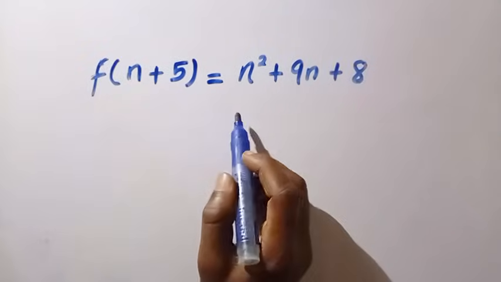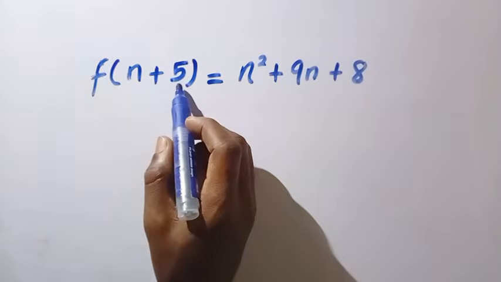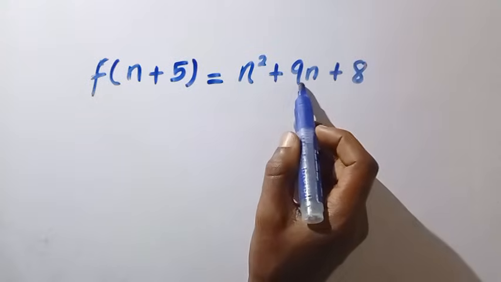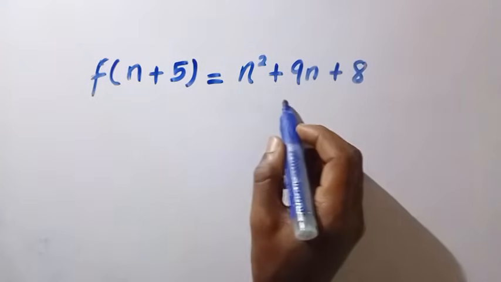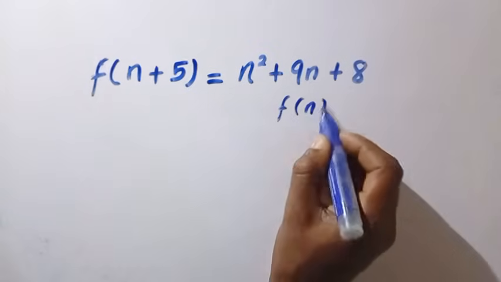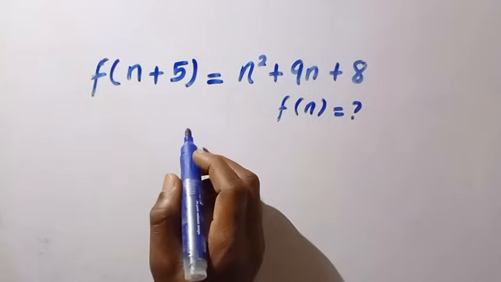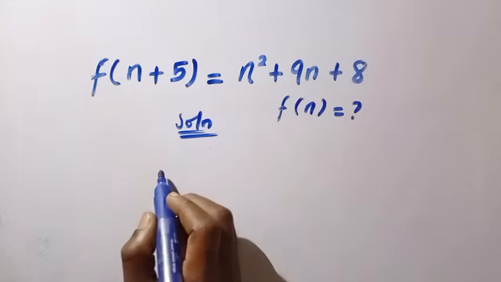Here we have an interesting functional equation: f of n plus 5 equals n squared plus 9n plus 8. We're interested in finding f of n in this system of functional equations. Let's solve this step by step.